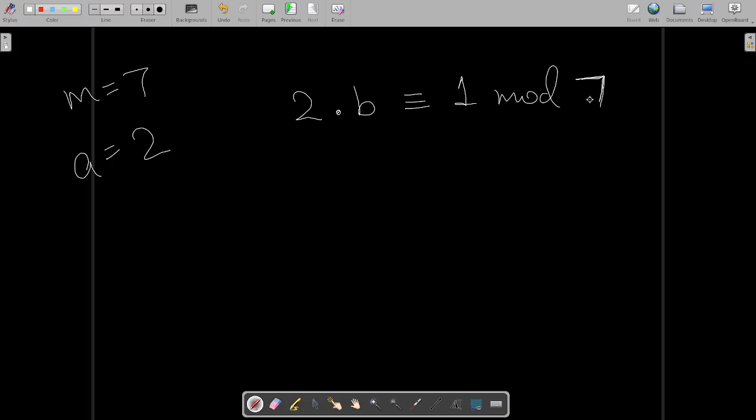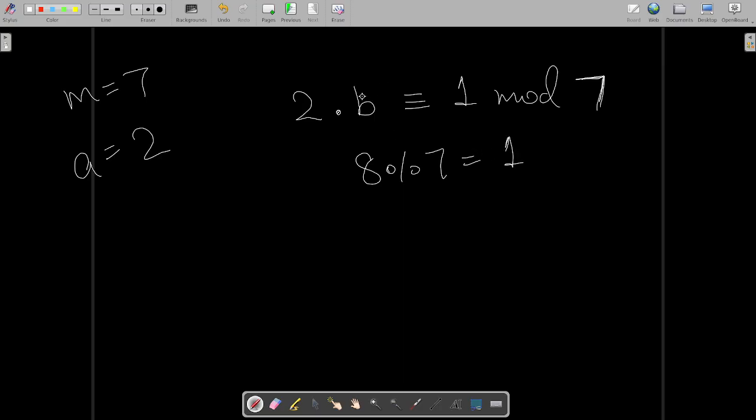Let's take one very simple example to understand it. M is 7 and a is 2. Now you have to find a number such that when you multiply it by that number, you get a 1 under the mods. 4. Sorry, 4. Yep, b is 4. Yes, so 8 modulo 7 is 1.